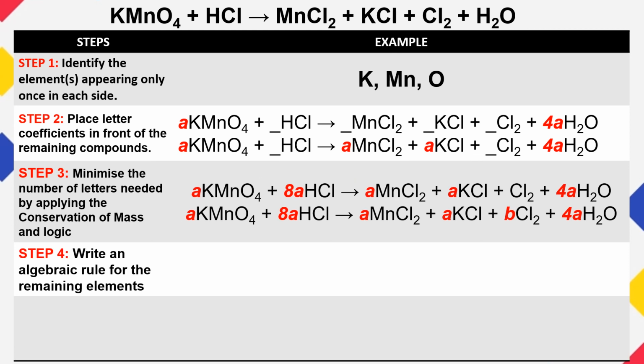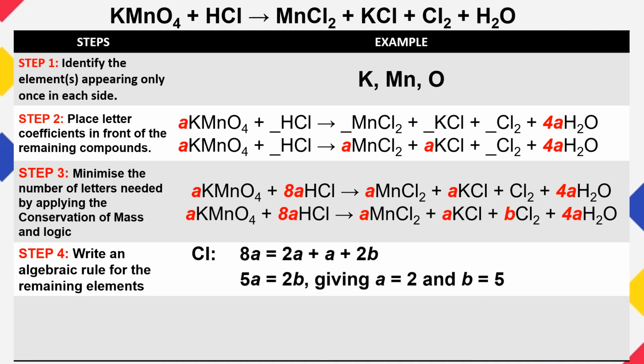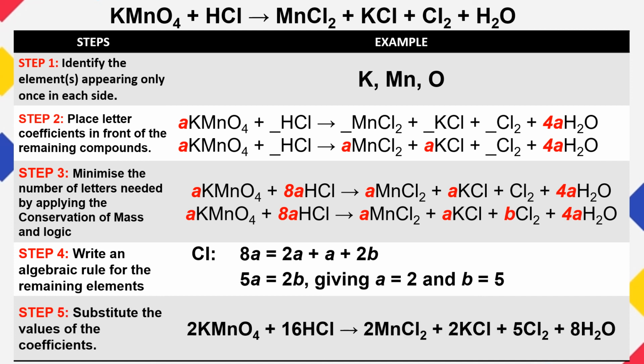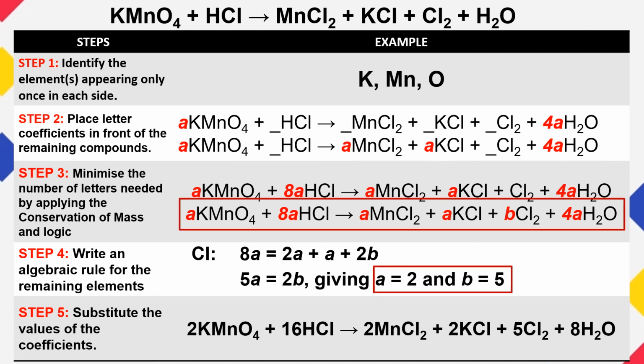So it's now possible to write an algebraic rule for chlorine. So 8A equals 2A plus A plus 2B, and 5A equals 2B, giving A equals 2 and B equals 5. The last step is to substitute the values of the coefficients. Okay, so we have 2KMnO4 plus 16HCl will yield 2MnCl2 plus 2KCl plus 5Cl2 plus 8H2O.